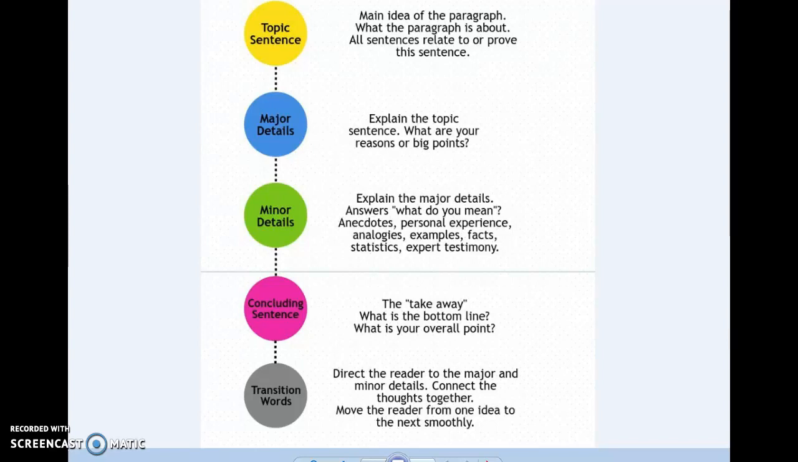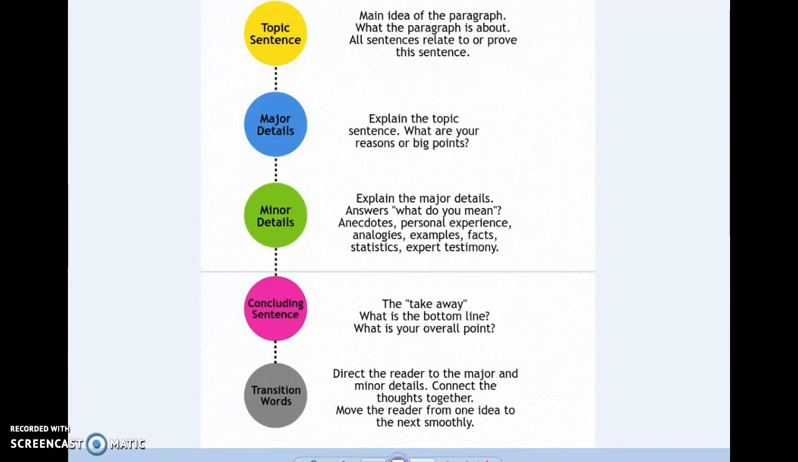The concluding sentence is the takeaway sentence. It answers the question, so what? In other words, what do you want your reader to know? Why did you write this paragraph? What do all of these examples lead up to? What is the overall point? This sentence or sentences should pack a big punch and have a lasting impression on the reader.